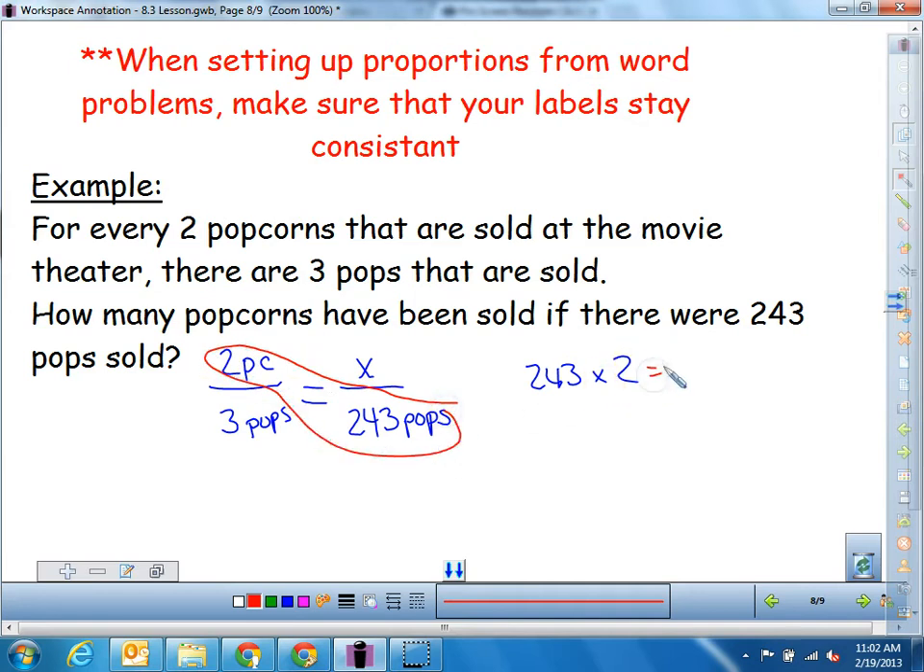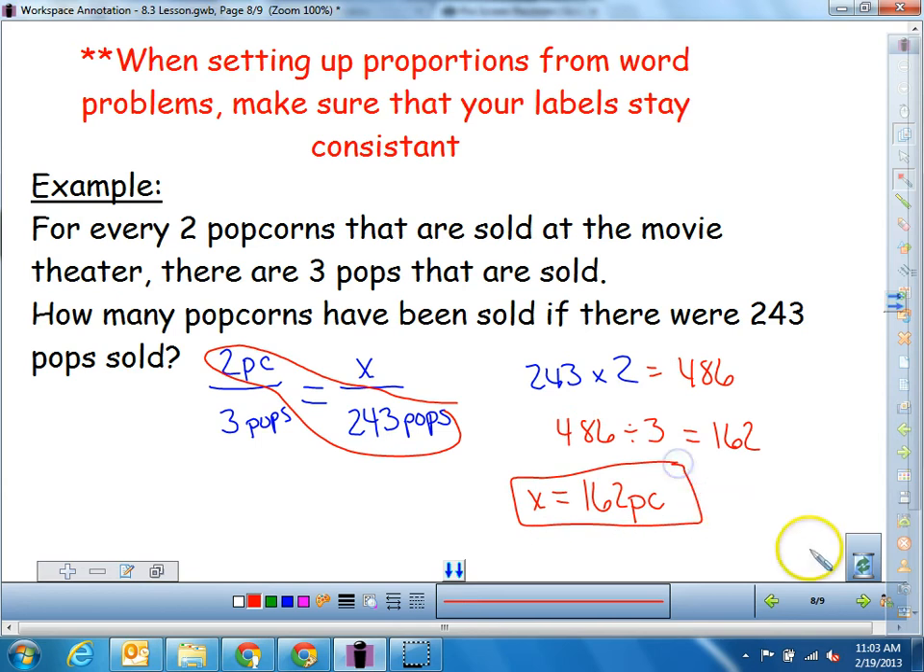243 times 2, and when I plug that into my calculator or do it in my head, I get 486. And now I'm going to take 486 and divide it by 3. So when I divide it by 3, I get a grand total of 162. That means that x is equal to 162 popcorns that are sold on that day.